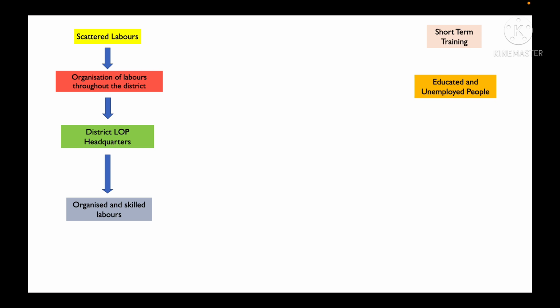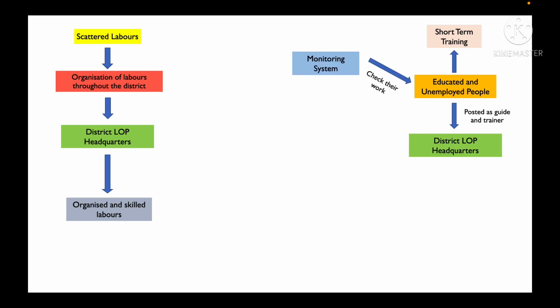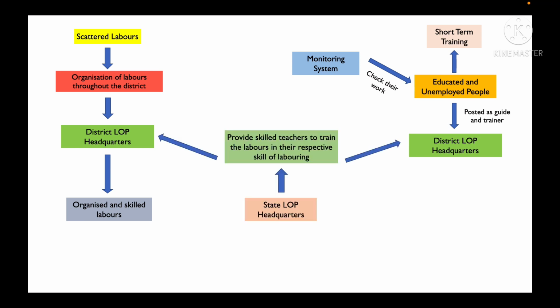There are many educated but unemployed young people. They will be sent for a short-term training. After they finish their training, they will be posted as trainers at the district headquarters. A monitoring system will check the work of these trainers. The state LOP headquarters will feed skilled teachers to train the beneficiaries.